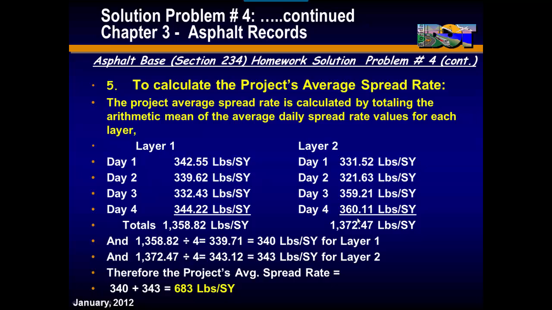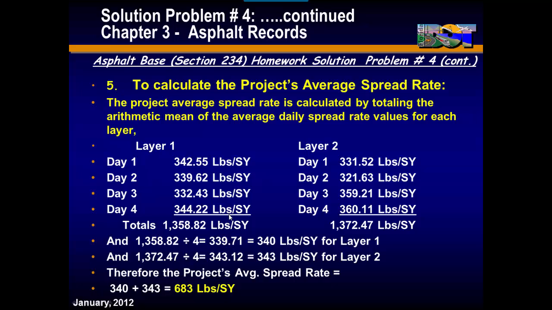So to calculate the project spread rate, what are we going to do? We're going to total the arithmetic mean of the average daily spread rate values for each layer. That sounds like a complicated term, but all it is is an average of the dailies. We take these four figures for each day, total them up to come up with 1352.82 pounds per square yard, and then divide by 4 to come up with that arithmetic mean. Real simple. We come up with 339.71, and we're going to round that off to 340.